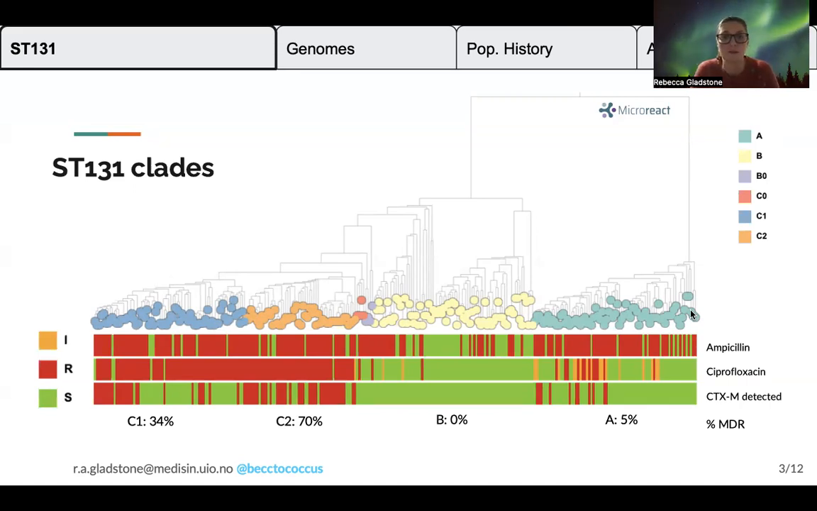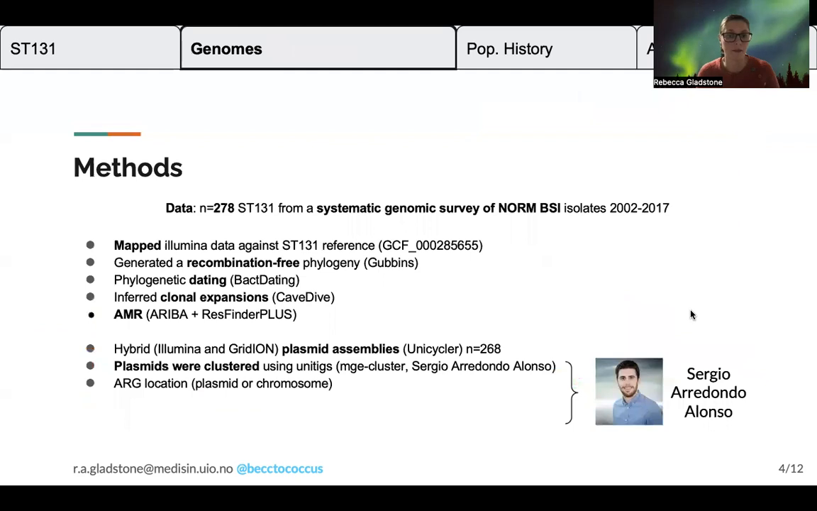But interestingly, all four lineages were part of the expansion in Norway and account for 20 to 30% of ST131 overall and have similar incidence in bloodstream infections. So we wanted to take a closer look at this problem and the expansions in AMR.